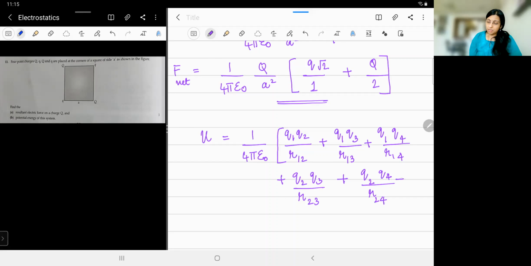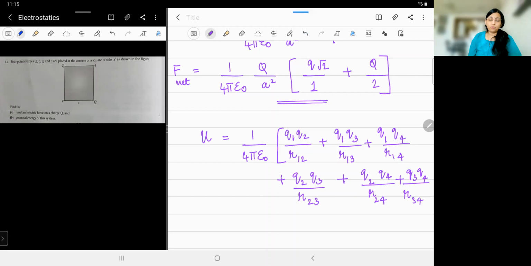Then what next? Next, increment to Q3. Q3 Q1 we have already written, so we'll not take it. Q3 Q2 is already done, so we'll not take it. Q3 Q3 is not allowed. Then next is Q3 Q4, so Q3 Q4 divided by the distance R34.